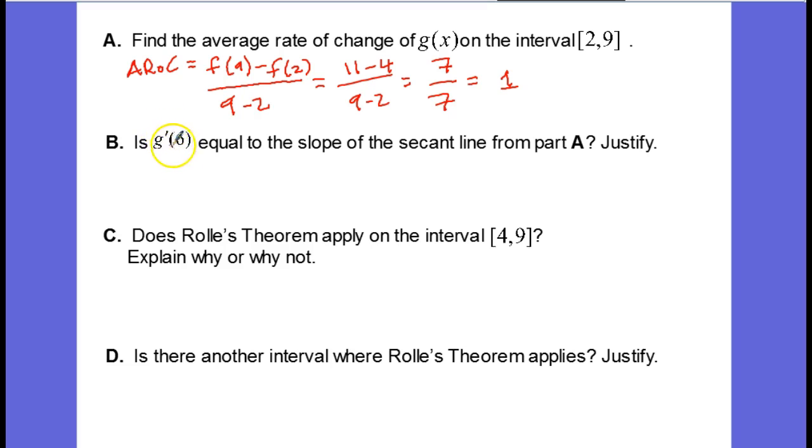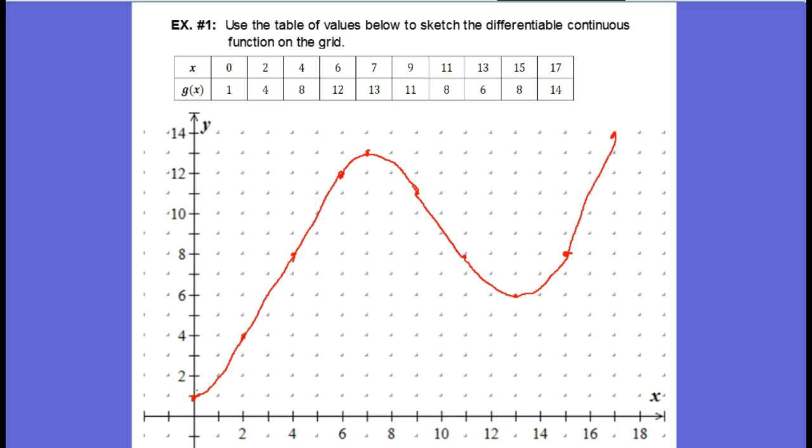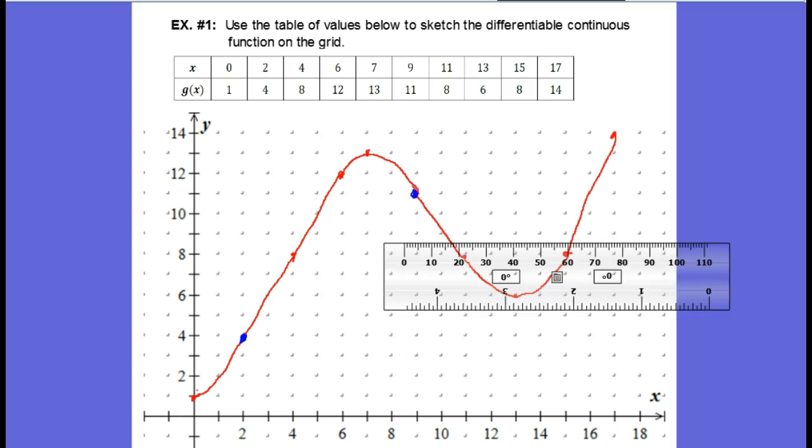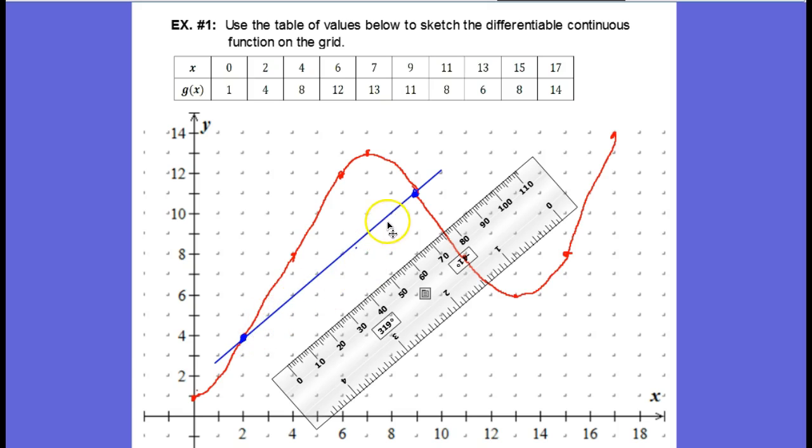So next, they want me to see if g prime of 6 is equal to the slope of the secant line from part A and provide a justification. Well, alright, let's go to the drawing. So let's take a minute and sketch that secant line in. So I'm going to change my color to blue, and let's label these points 2, 4, and what was it, 9, 11. Alright. So I'm going to need a straight edge. Alright, so we have our slope of the secant line is indeed 1, and so our graph of the secant line verifies our calculation for the average rate of change.